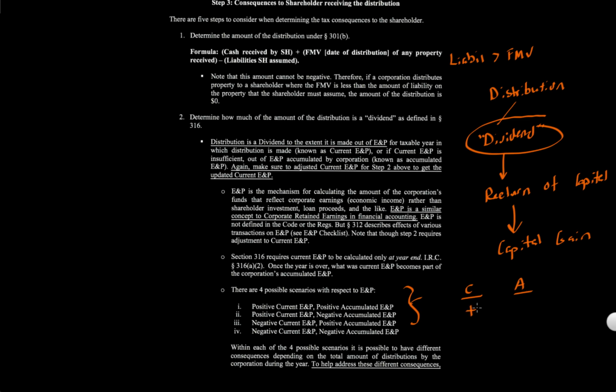You can have positive current and positive accumulated. You can have positive current and negative accumulated. You can have negative current and positive accumulated, and you can have negative current and negative accumulated. Now, it's possible that even when you have both positive, you won't have enough earnings and profits to cover the full amount of the distribution. So there's different scenarios within each one.